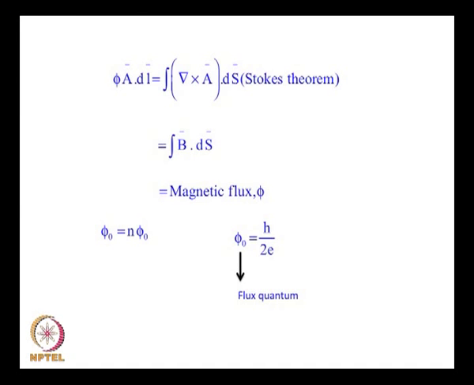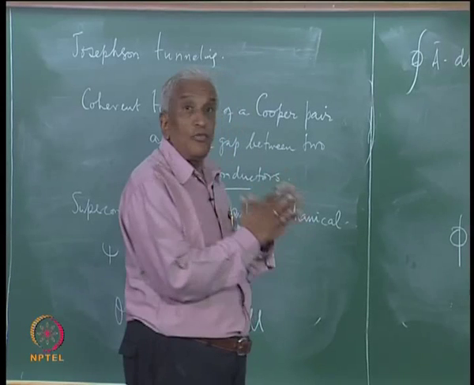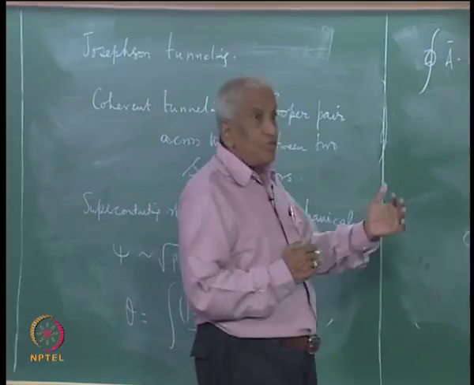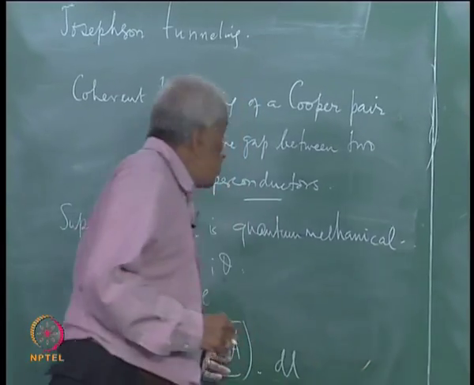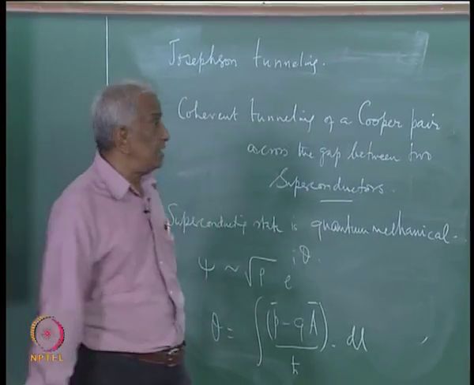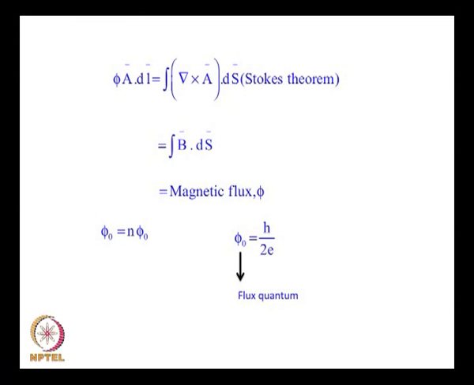Josephson tunneling enables us to observe and measure this flux quantum by forming a tunnel junction made of two superconductors and observing the tunneling current produced by the passage of these Cooper pairs across a barrier separating these junctions. So, this forms the basis of what is known as the superconducting quantum interference device.